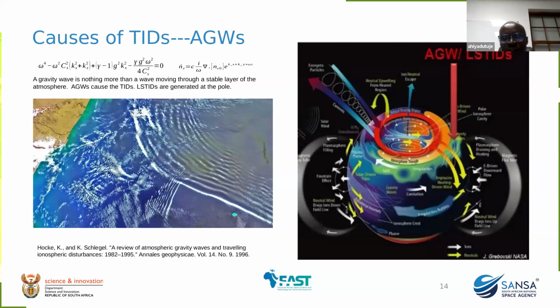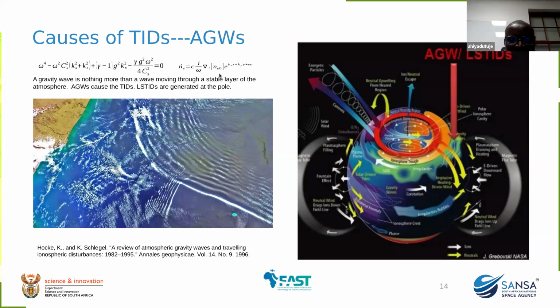So what causes TIDs? First of all, I have said TIDs are caused by atmospheric gravity waves. So simply, gravity waves are generated in the troposphere or stratosphere of our atmosphere. And then when they propagate upward, they may dissipate. And while dissipating, they are converted into the TIDs. So energy is not lost, it is converted to the TIDs.